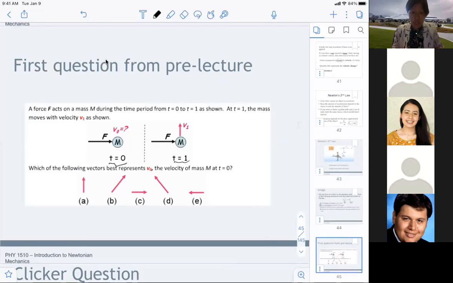From this information, can we backstep to find the velocity that represents V naught at t equals 0, the initial moment? So what do you think? How do we use these different vectors to find the initial velocity vector? Which one of these would be correct? Would anybody like to share some thoughts with us?